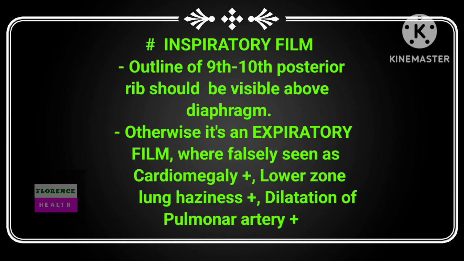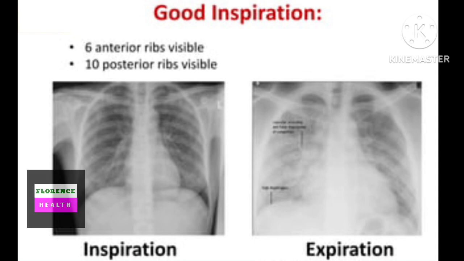Again, I am telling, in an inspiratory film, 9th to 10th posterior ribs should be visible above the diaphragm. All chest X-rays should be taken in the inspiratory phase, that is with deep inspiration. Look at the slide. The left side chest X-ray PA view shows more than 9 posterior ribs visible above the diaphragm. That's why it is an inspiratory film. That means it is taken during inspiration.